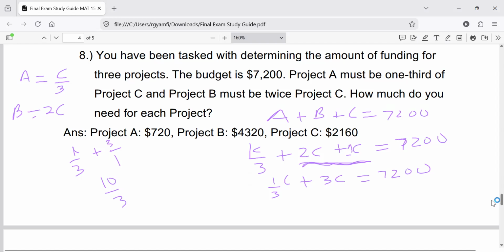Now, sometimes with some of these problems, you've got a whole number 3 and then 1/3. You change that to an improper fraction. So I've got 10/3 C equals 7,200. Now, at this point, you could divide by 10/3, write it down, and then divide both sides by that number, or you could cross multiply. You've got 10C on top. 10C times 1 is 10C. So I'm going to erase this part and then finish the problem on this side.